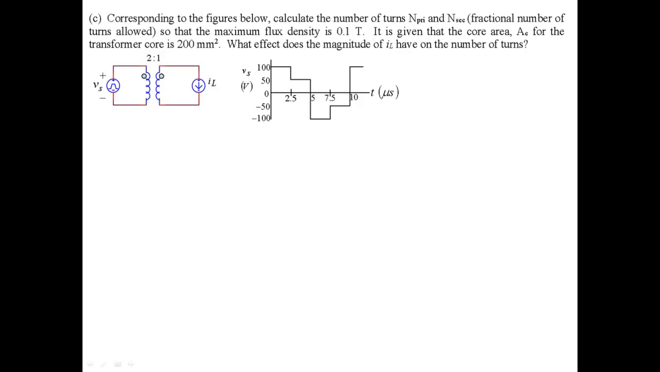Part C of problem 1 is related to the transformer design lecture. So you are given a transformer which is excited by a voltage source Vs, which is drawn here, and we need to determine the number of turns for both the primary winding and the secondary winding, given the turns ratio is 2 to 1, N primary to N secondary. So there are two ways of doing this.